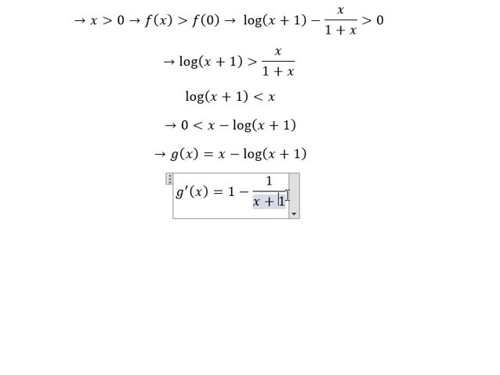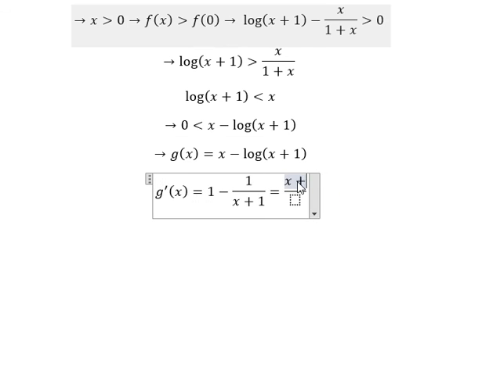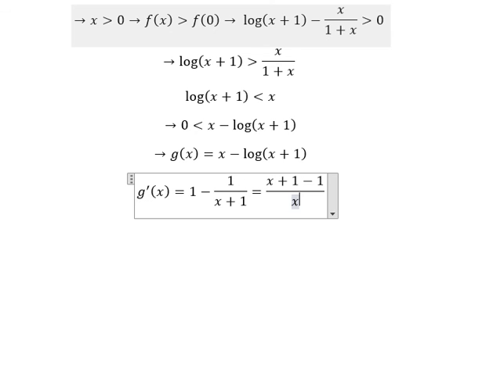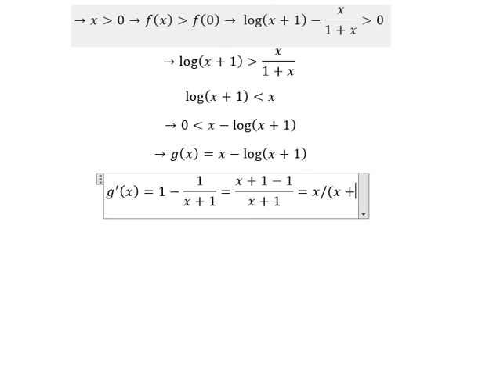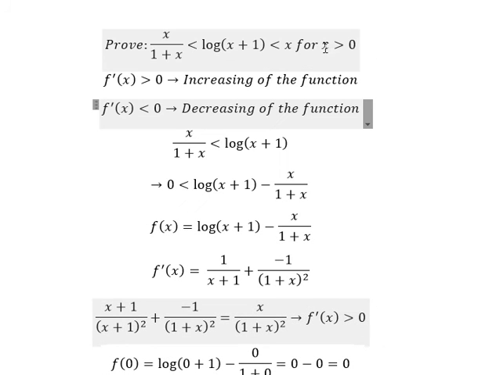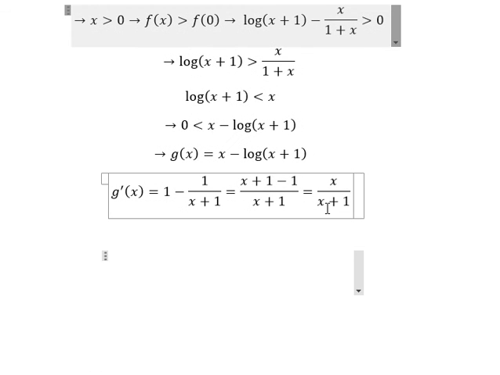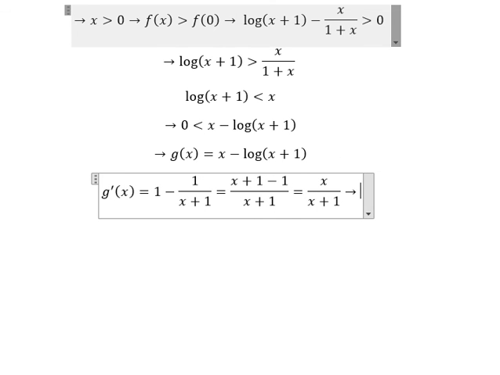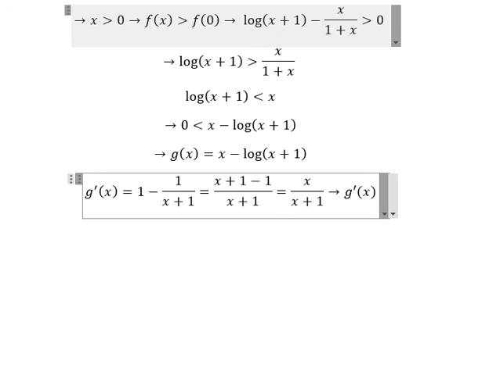Now we do common denominator. So we got x plus 1 minus 1, and we have x plus 1. So you got x over x plus 1. As you can see, x is greater than 0 and x plus 1 is greater than number 1. So everything in here is positive. So you say that the first derivative of the function g of x is greater than 0.